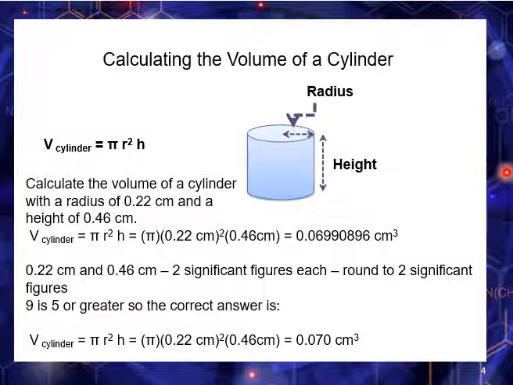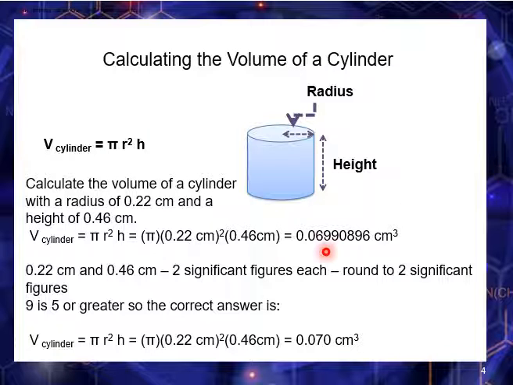The volume of a cylinder is equal to pi r squared h, so it's pi times 0.22 centimeters, you will square that, times 0.46 centimeters, which is equal to 0.06990896 centimeters cubed. 0.22 centimeters and 0.46 centimeters, they each have two significant figures. You will round to two significant figures.